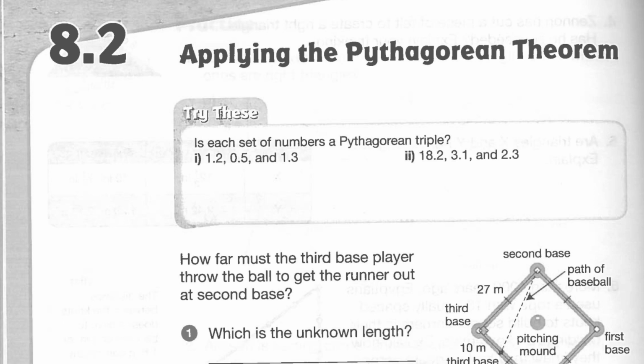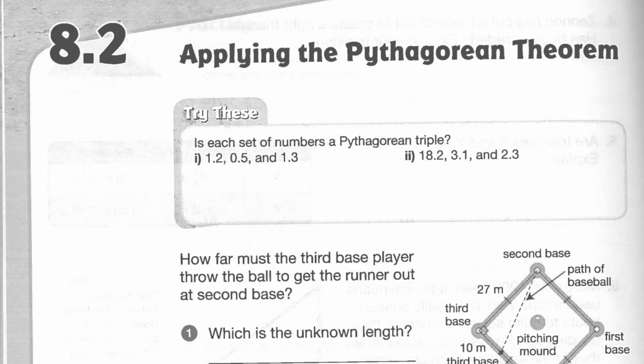A Pythagorean triple is three numbers where the square of the two smaller numbers added together is equal to the square of the bigger number. Or in other words, it's like 3, 4, and 5. So 3 squared plus 4 squared is equal to 5 squared.